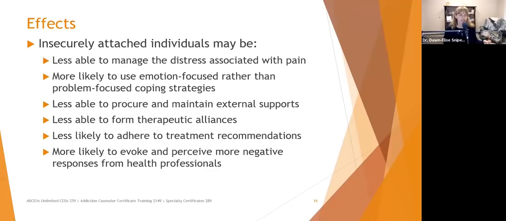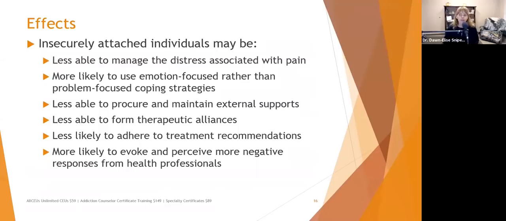Distress tolerance skills, if you haven't figured that out by now, are huge when working with somebody who is insecurely attached, when they start to fear abandonment or start to feel uncomfortable in a relationship. They need to learn how to tolerate some of that distress. They're more likely to use emotion-focused rather than problem-focused coping strategies. Instead of fixing the problem, they're going to try to make their emotions go away, which can lead to addictions, like Marcella said, or any other scope of behaviors.